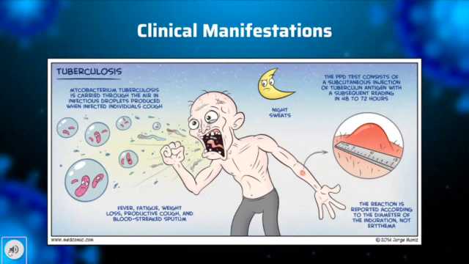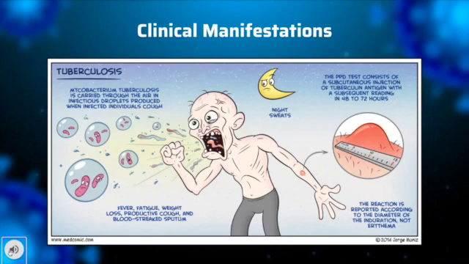And again, this is just drilling in the idea. How does that patient get tuberculosis? Because they inhaled air infected with Mycobacterium tuberculosis. That's how they got this infection.